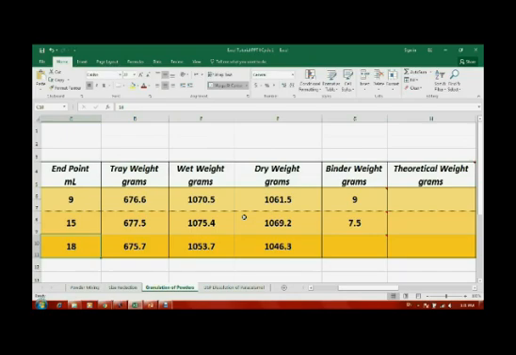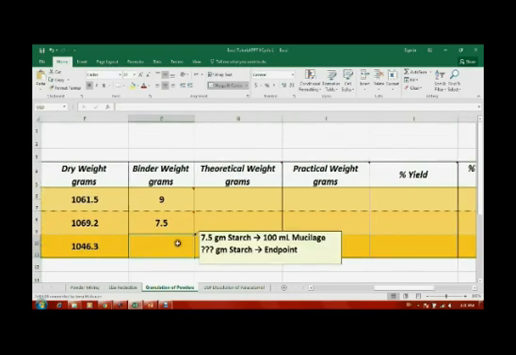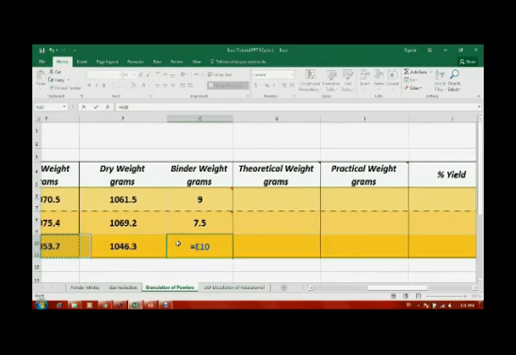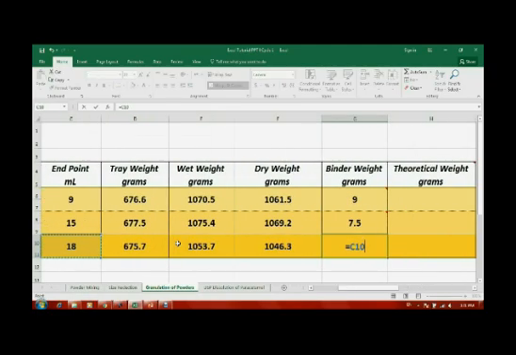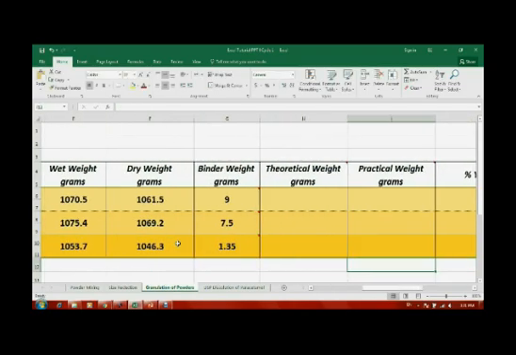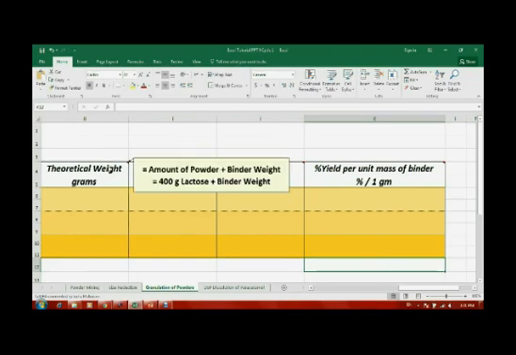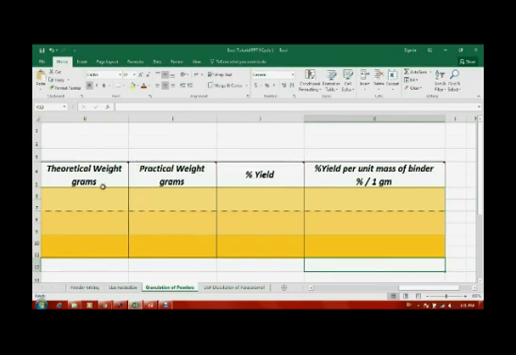Then, the amount of sucrose used will be equal to the endpoint times 100 divided by 50. The same case is with starch as a binder. The weight will depend on the concentration of the starch mucilage we prepared. Remember, each 100 ml of the mucilage contains 7.5 grams of starch.